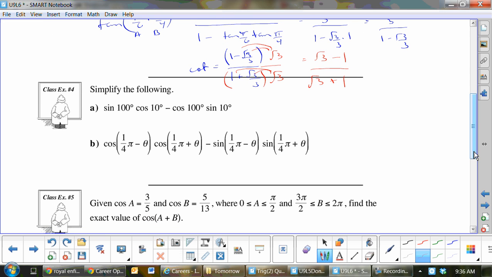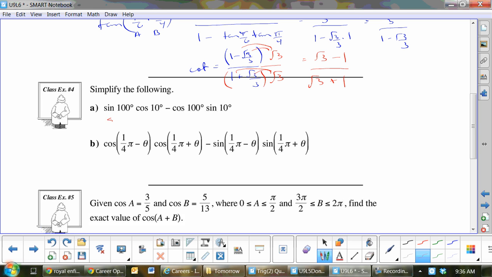Okay, now, what's the answer to this? Now, you're probably saying, I would just put that in my calculator. And maybe that's not a bad idea. But what if I had to find this algebraically? Now, you don't know sine 100. You don't know cos 10. You don't know the exact answers. So, this is what you can do.